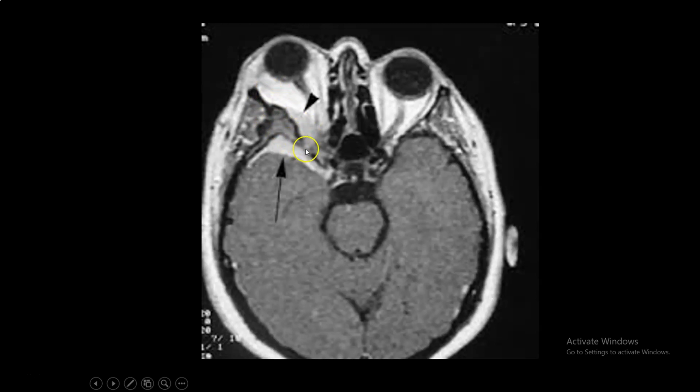So the two indications for surgery in angioma en plaque, this is a very slowly growing tumor, are cosmetic improvement and saving vision.